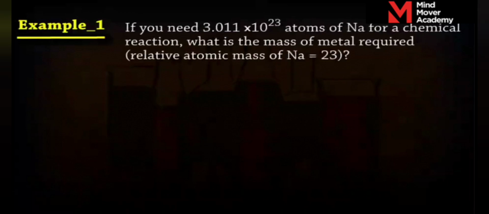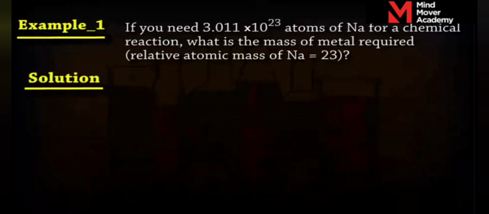Let us take some examples. If you need 3.011 into 10 to the power 23 atoms of sodium, Na, for a chemical reaction, what is the mass of the metal required? Relative atomic mass of Na is equal to 23.